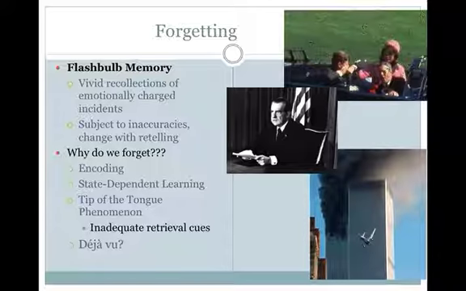Tip of the tongue phenomenon, it means literally it's right there. You just need some sort of cue in order to remember. And then finally, déjà vu, which is a French word that means already seen. So it's this kind of phenomenon where you have this feeling, sensation that you are experiencing something that has already occurred.